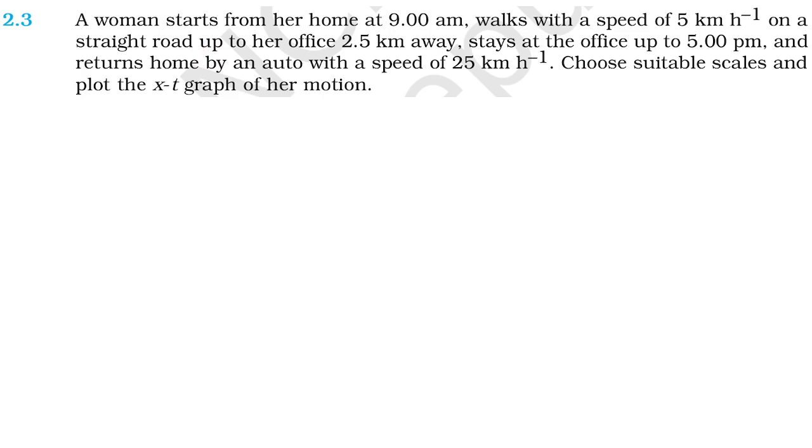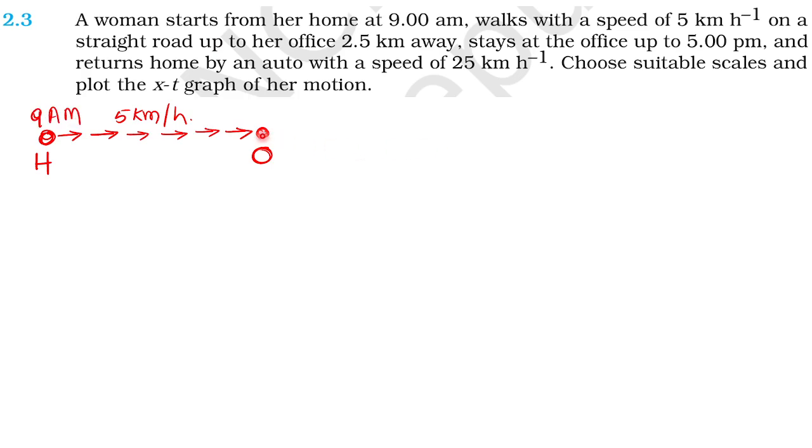A woman starts from her home at 9 a.m. Look here, this is home and this is office. I am just drawing a rough diagram. The woman starts from her home and goes to office, walking with a uniform speed of 5 km per hour, starting at 9 a.m.